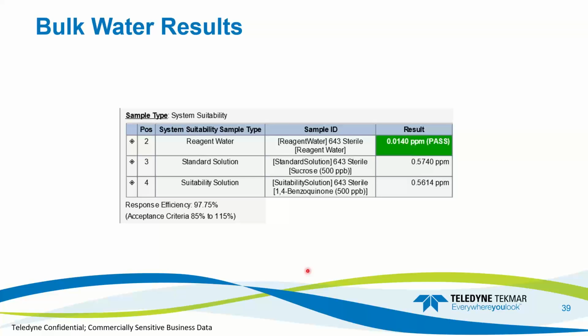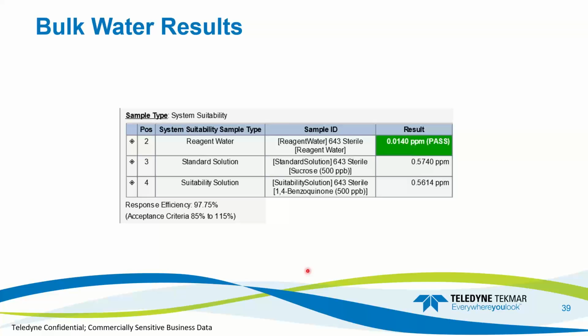What it's going to do is look at your reagent water. Your reagent water should be no higher than 100 ppm. My reagent water for this study was at 0.14 ppm. That passes, that's perfect. Then I look at my system suitability standards. My standard sucrose solution, half a ppm, came back at 0.57. My 1,4-benzoquinone came back at 0.56.